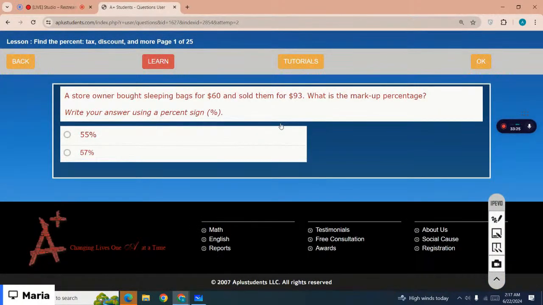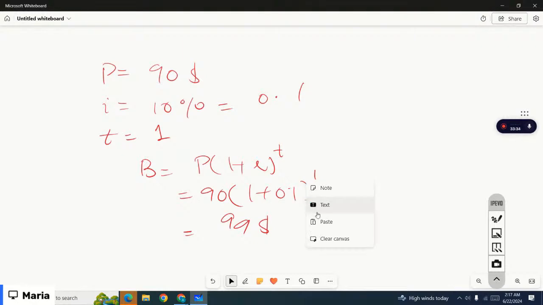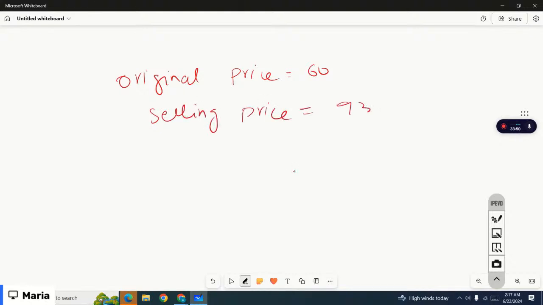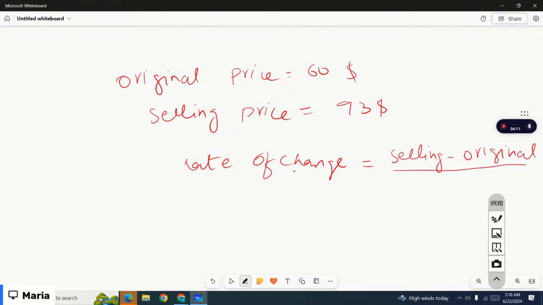A store owner bought sleeping bags for $60 and sold them for $93. What is the markup percentage? So the original price is 60 and the selling price is $93. You have to calculate the rate of change, right? You can calculate the rate of change by selling price minus original price and divided by the original price, right? So selling price is 93 minus 60 divided by 60.